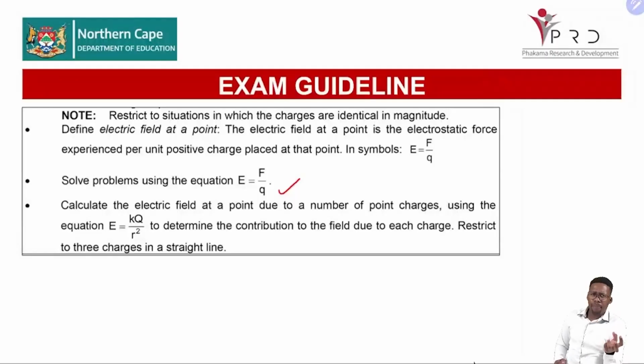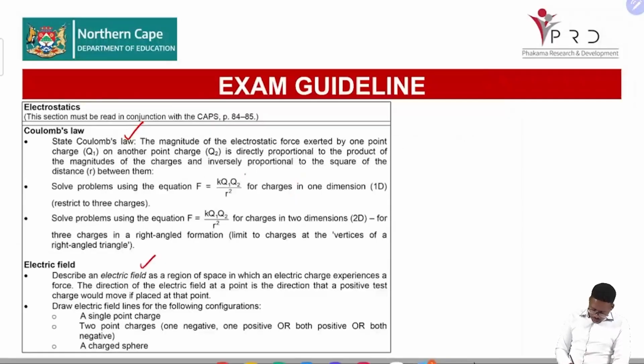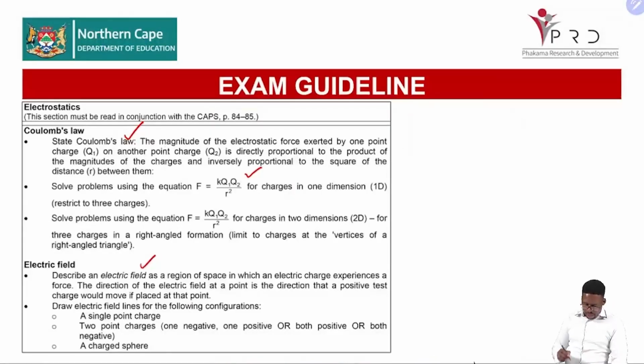We should be able to use or solve problems using the formula of Coulomb's law. F is equal to K Q1 Q2 over R squared. And also be in a position to draw the electric field lines for the single point charge or for two charged spheres. Can be positive positive or positive negative or negative negative.